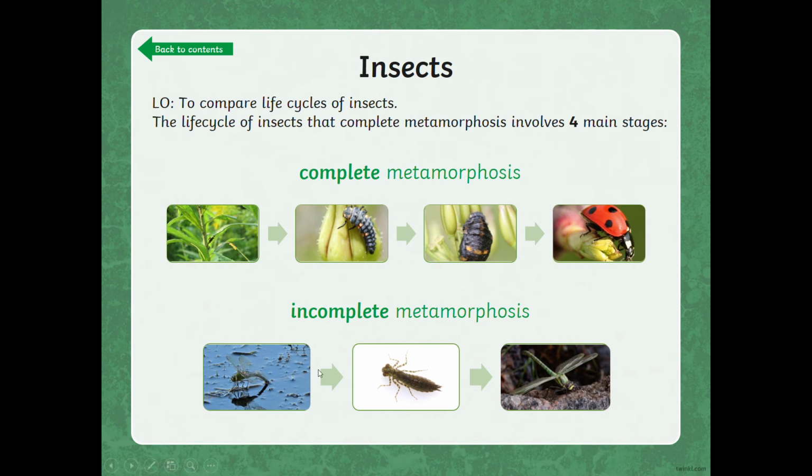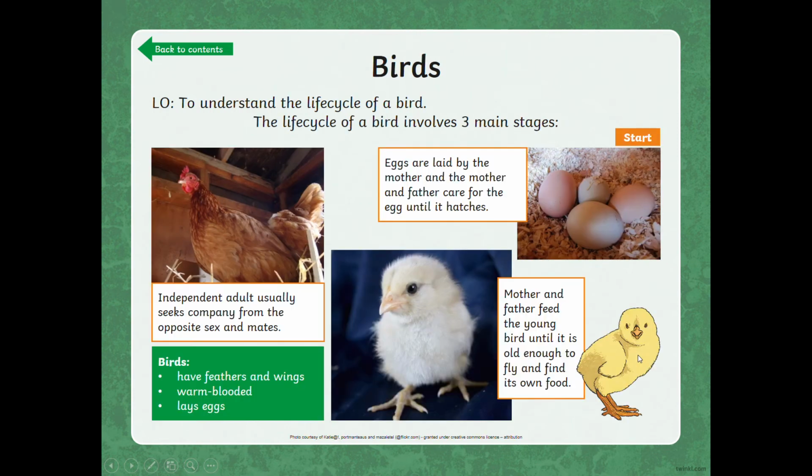Okay, there you can see the pictures. Complete metamorphosis. You can clearly see that the ladybird is completely different to the larva. And the incomplete metamorphosis, where the young, the nymph, is similar to that of the adult. And then we have birds then.